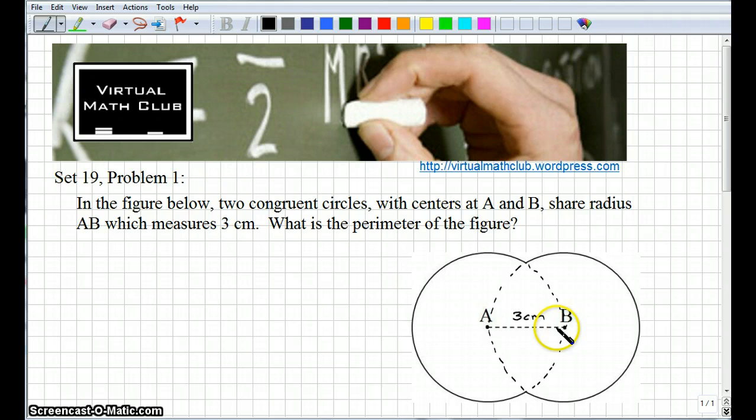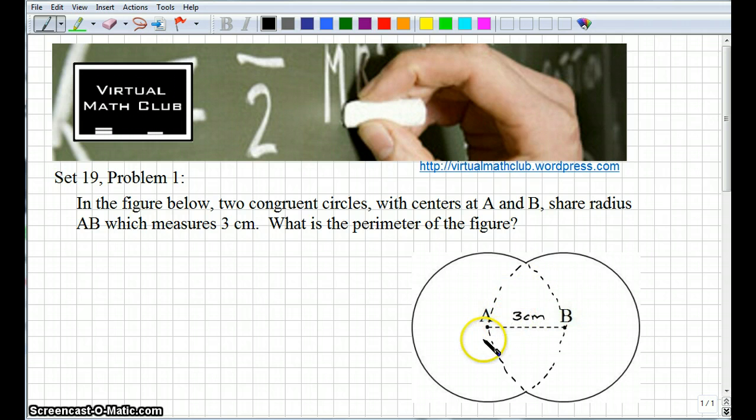Now you can see what we're talking about when it says that they share a radius. Their centers are connected by this radius AB, and the edge of one circle intersects the center of the other. So that gives us a sense of how the overlap is working.